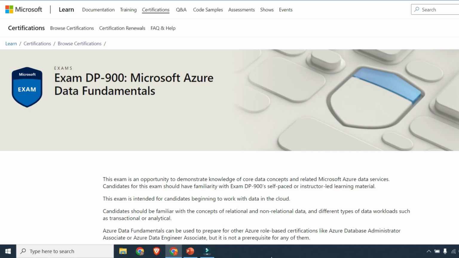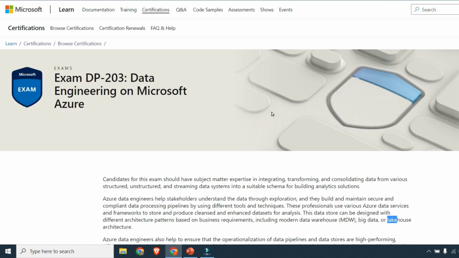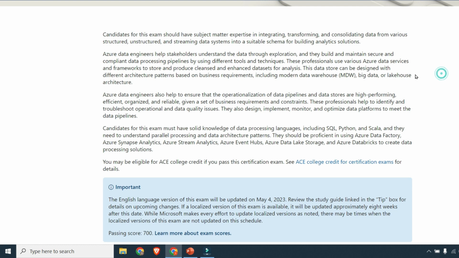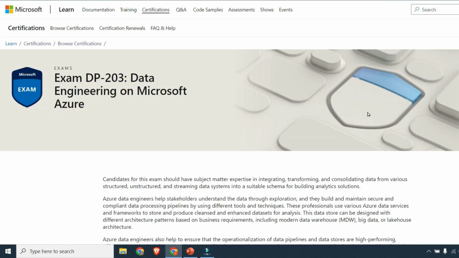So if you do want to go down that path, you should start here. It's the Microsoft Azure Data Fundamentals. You start with this one. That's $99 US to sit the exam. And then you would go to this exam here, the DP-203 Data Engineering on Microsoft Azure. And it covers data lakes. See? Lake houses, Azure Data Lake Storage. This is what you want to learn. That's $165 US for the exam. So they're the ones you should do for Microsoft.